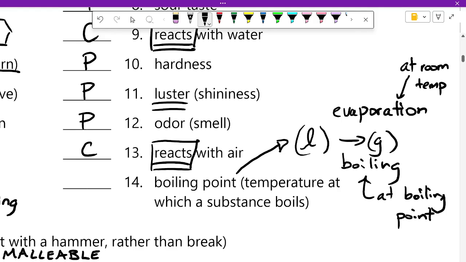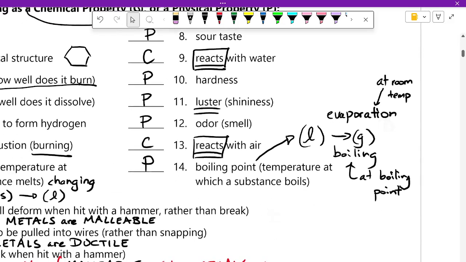Did we have any chemical change there? So if I take water and I boil it, will I get something different than water, or will I still have water? I'll still have water. It's just going to be water vapor. So that's going to be a physical change. Okay, good stuff.